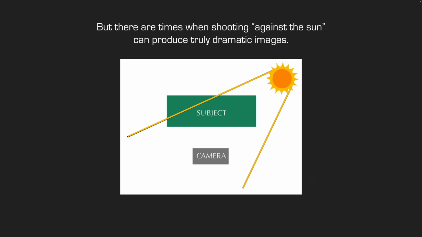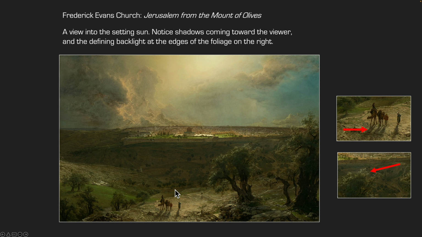But if you shoot against the grain of the sun, in other words, with the sun more or less in front of your camera, you can produce really dramatic images. Now, let's take a look at some paintings that are done like that. Of course, when you're painting or engraving, you can control blown out skies, which we can't necessarily do photographically, but we're going to go into how you can control that.